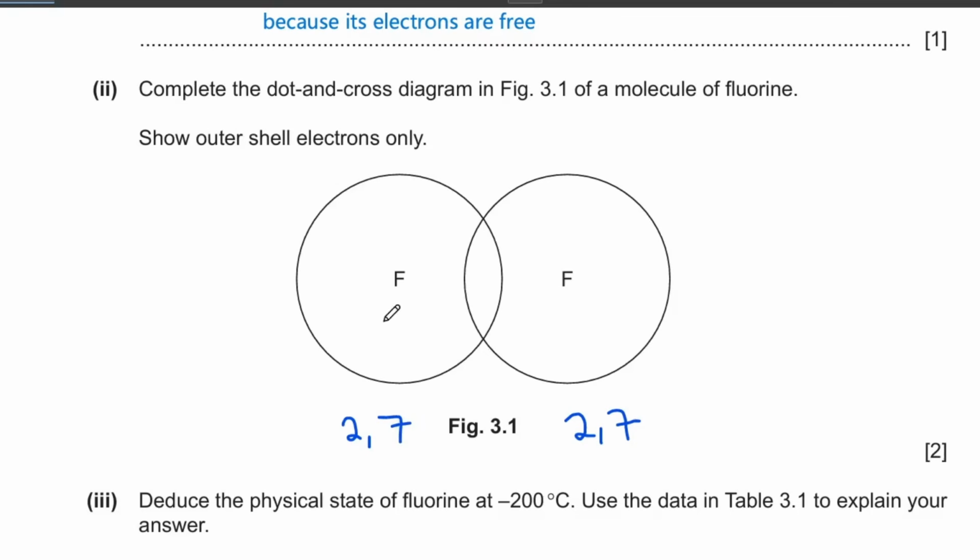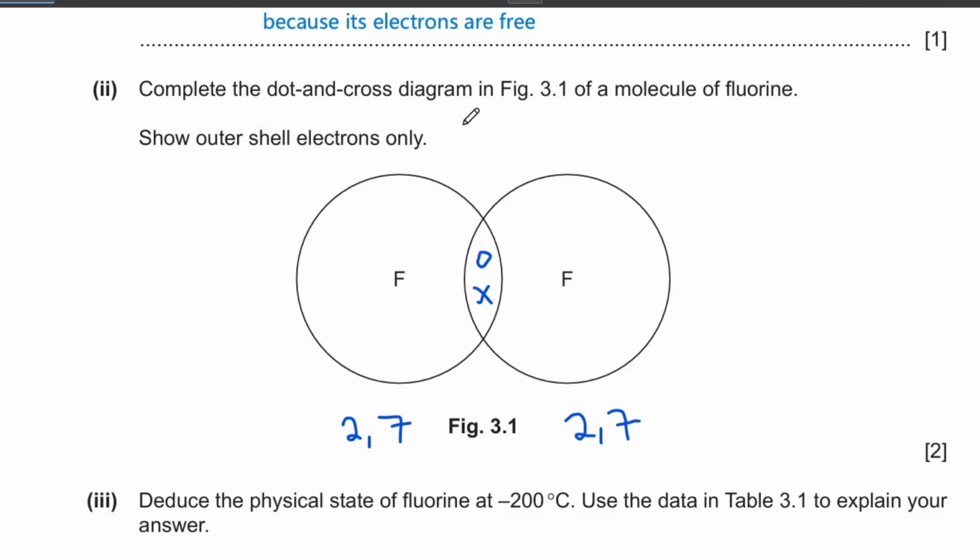Now, each fluorine needs 1 electron to complete its shell. And remember, we said that the number of electrons an atom needs to complete its shell is the number of electrons they are going to share. So that means this fluorine is going to bring 1 electron, and this fluorine is going to bring 1 electron. And since it's a dot and cross diagram, we give 1 fluorine a dot and the second fluorine a cross. So this is how it's going to be. They are sharing a pair of electrons. Now this is not where our answer is.